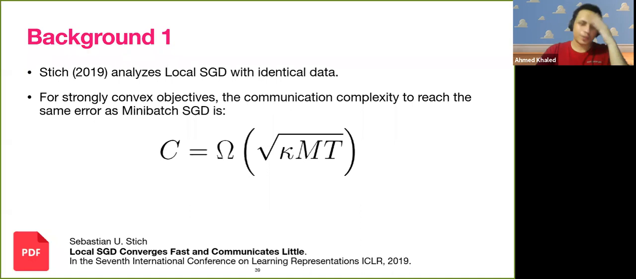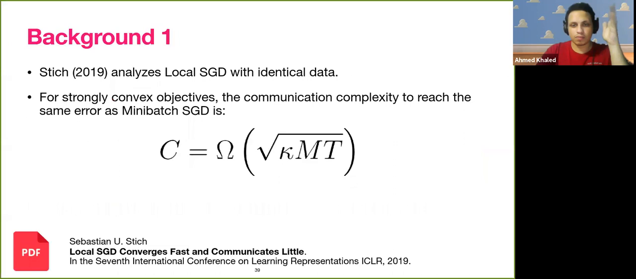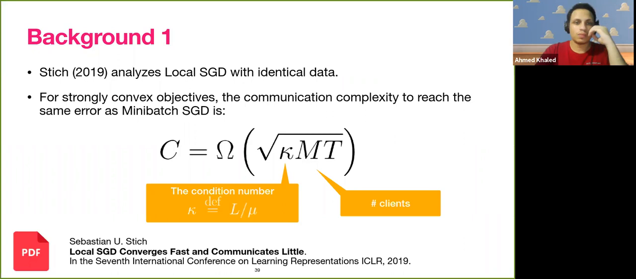In this paper, which as I said has actually been very influential in starting this line of work, Sebastian shows that the communication complexity required to reach the same error as mini-batch SGD is the square root of kappa n t, where kappa is the condition number, which is the smoothness constant divided by the strong convexity constant. M is the number of clients, and T is the total number of iterations that you will take. This also was done under some rather restrictive assumptions.